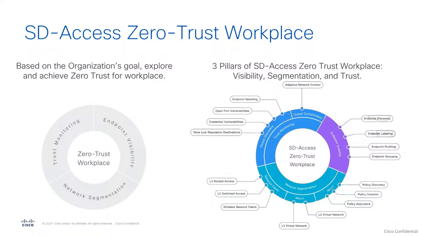Primarily, it is visibility, trust and segmentation, based on what is relevant for your organization at that point in time when you're starting with your SDA Access or Zero Trust journey. You could take those steps. So you can consider this as a tool on Catalyst Center that's giving you insights as to how far ahead you are into the Zero Trust for workplace journey and what more needs to be done to eventually get there 100% for your specific network.